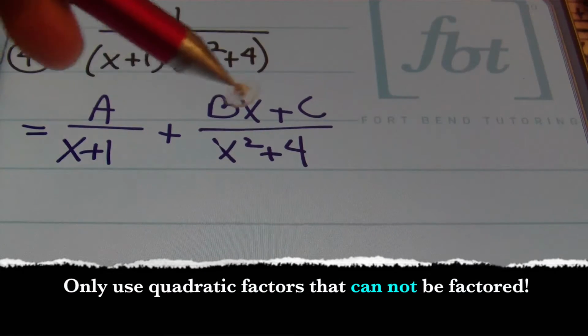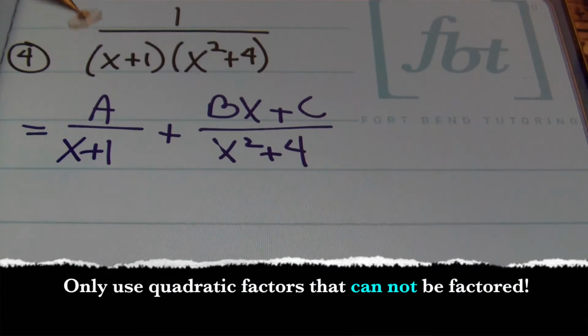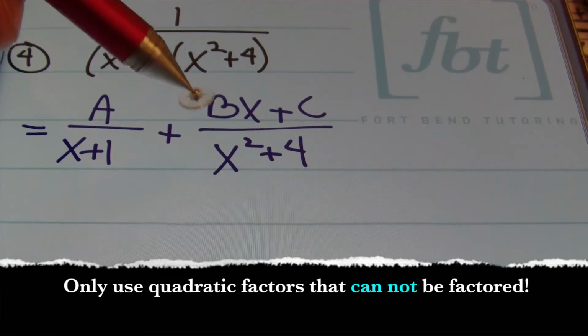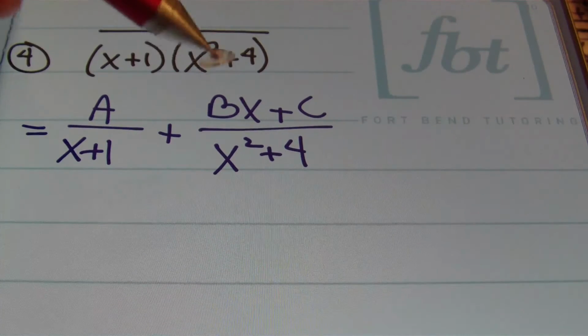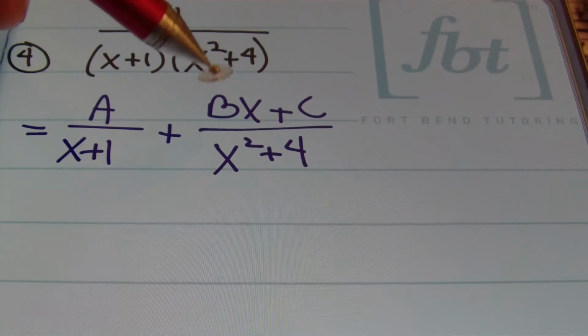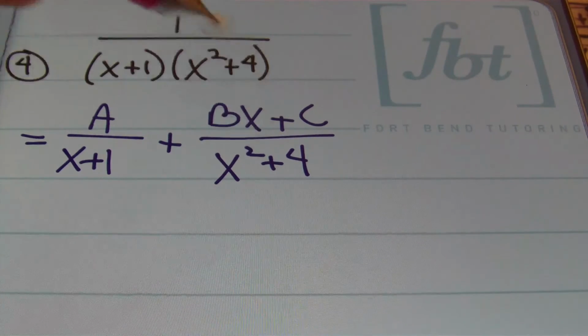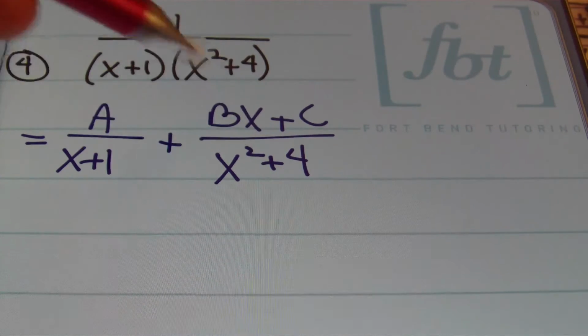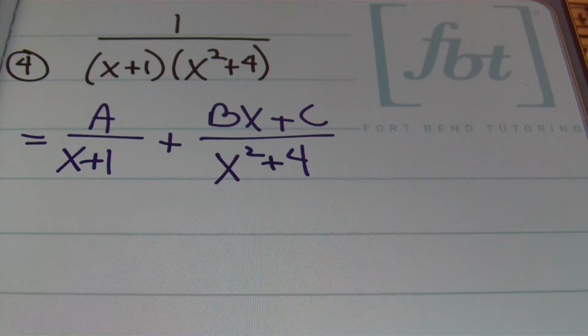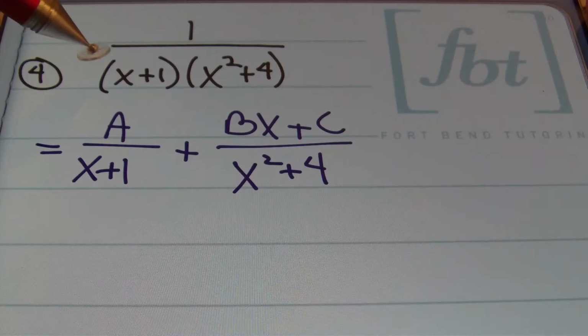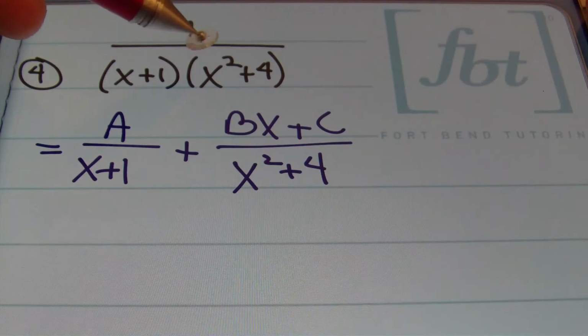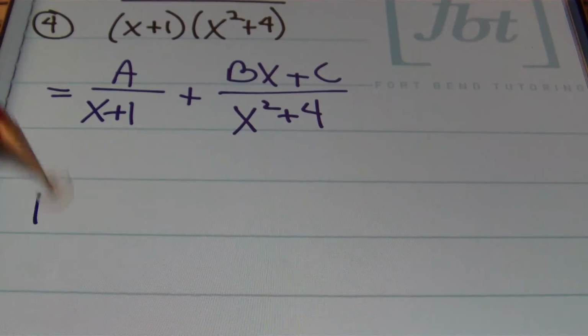So notice how your variables are always in alphabetical order no matter how many you need, but because the second factor is quadratic, we had to have a linear numerator. In other words, we had to have the bx plus c in the numerator. So that being the case, all three of these terms here in this equation, this is all one equation here, we'll be multiplying that by the common denominator of x plus 1 times x squared plus 4. All right, so let's check it out. Multiplying x plus 1 times x squared plus 4, we'll be left with 1.